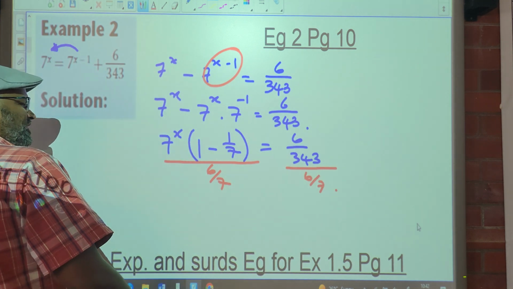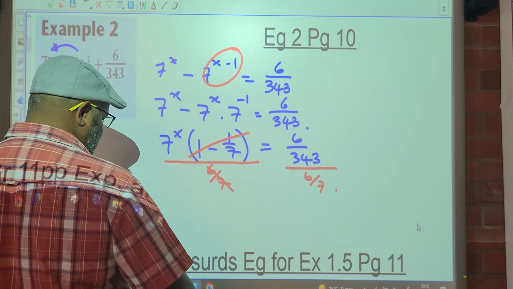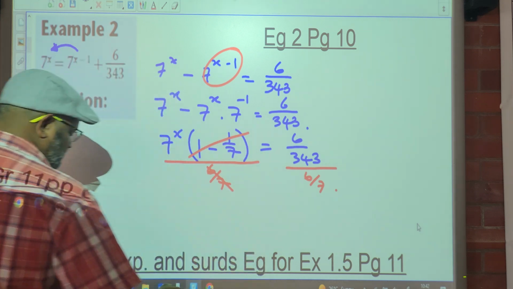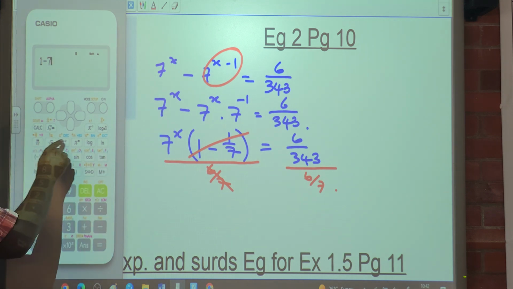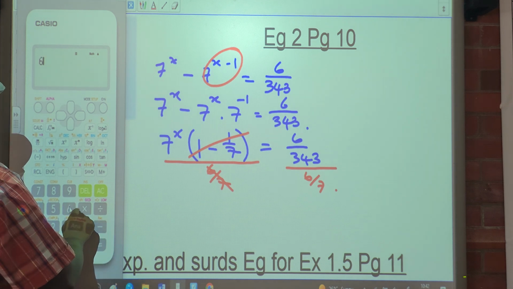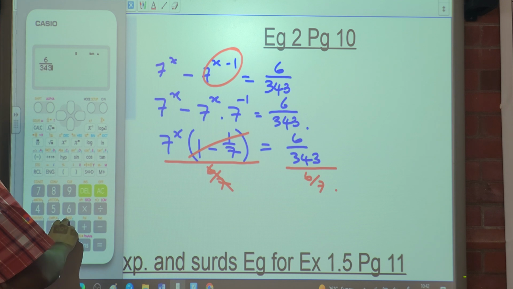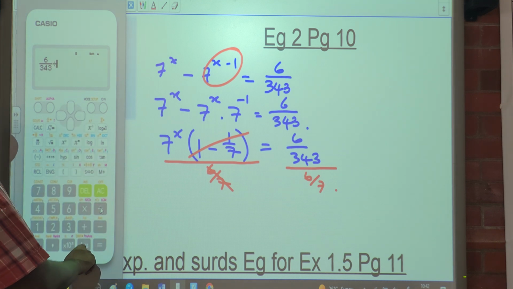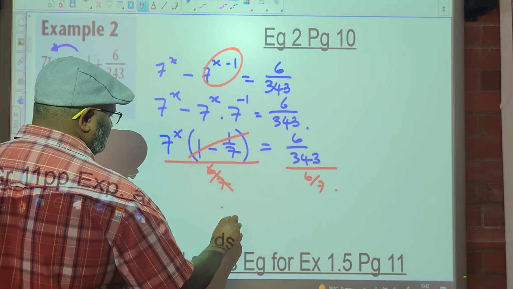So that's going to give us 1 over 49. Okay, so the first cancels. For those of you who are a bit tricky there with regards to that, we can just say it's 1 minus 7 to the negative 1, 6 over 7 of course, and then 6 over 343 divided by 6 over 7 gives you 1 over 49. Okay.